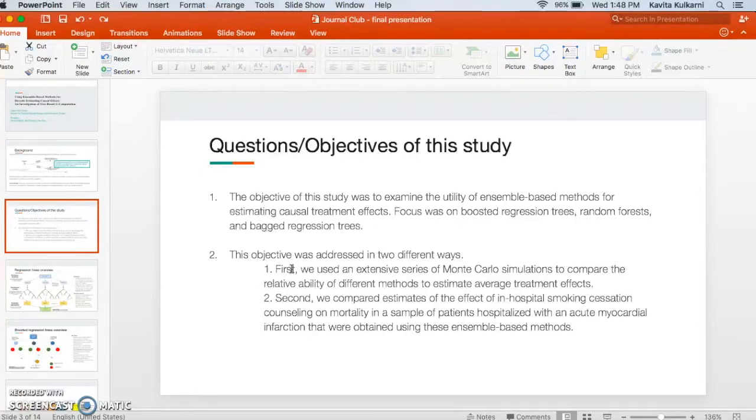They also use Monte Carlo simulations to understand the treatment bias, the variance, and also the mean squared error across different approaches. And lastly, they compare the estimates of the in-hospital smoking cessation counseling on mortality in a sample of patients hospitalized with an acute myocardial infarction. So essentially, the case study of interest is the in-hospital counseling for smoking cessation and what kind of an impact that treatment has on mortality 3 years post-discharge.